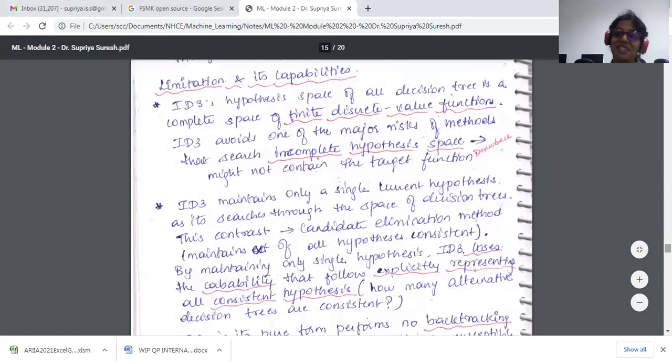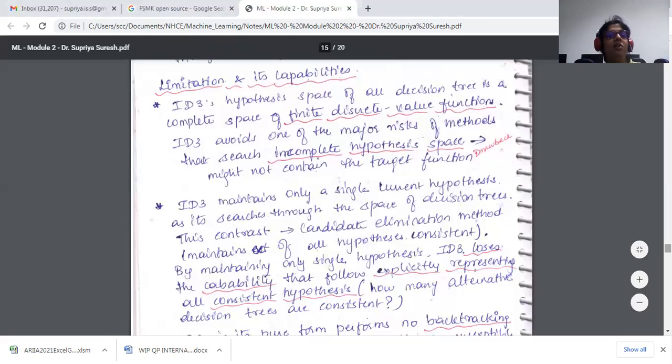There are certain limitations with respect to decision trees. What are its limitations and its capabilities? The ID3 hypothesis space of all decision trees is a complete space of finite discrete valued functions. This we have initially discussed in our previous classes, stating that ID3 works with finite discrete valued functions. It is very well suited for discrete valued functions. That basically means the hypothesis space is all finite and discrete.